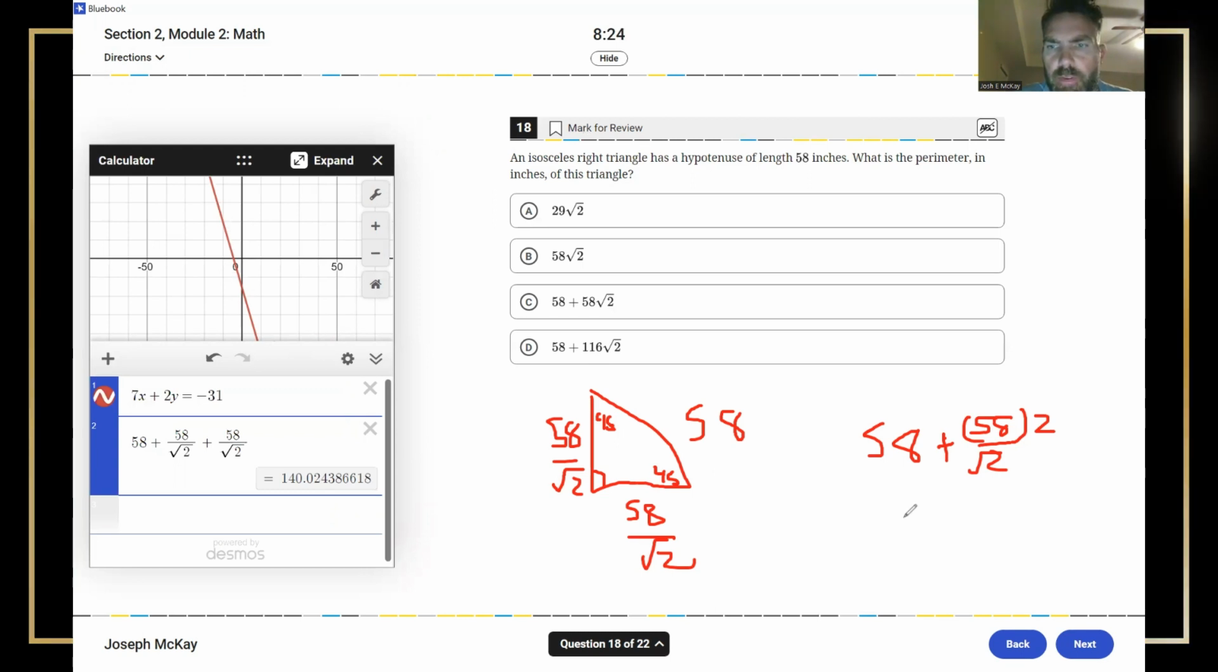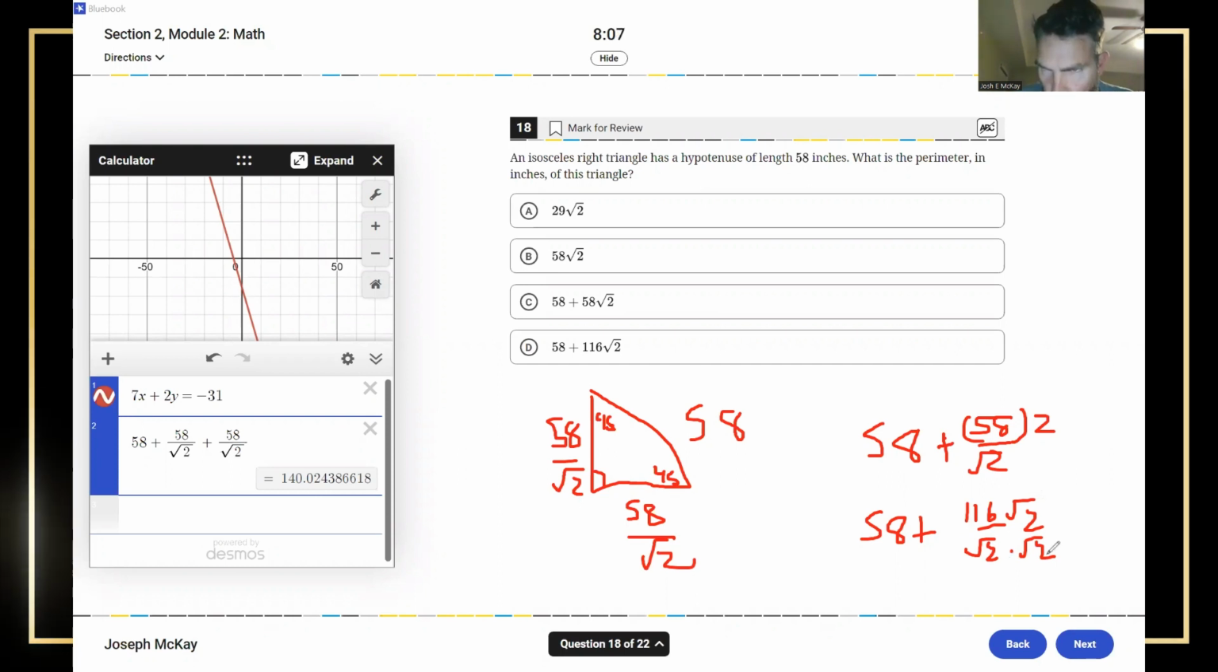So I've got 58 plus 116 over the square root of 2. To get rid of the square root of 2, I multiply by square root of 2 top and bottom. This becomes 2, so I'm actually going to end up with 116 divided by 2, which is back down to 58. So I'm going to go 58 square root 2. So it's 58 plus 58 square root 2.